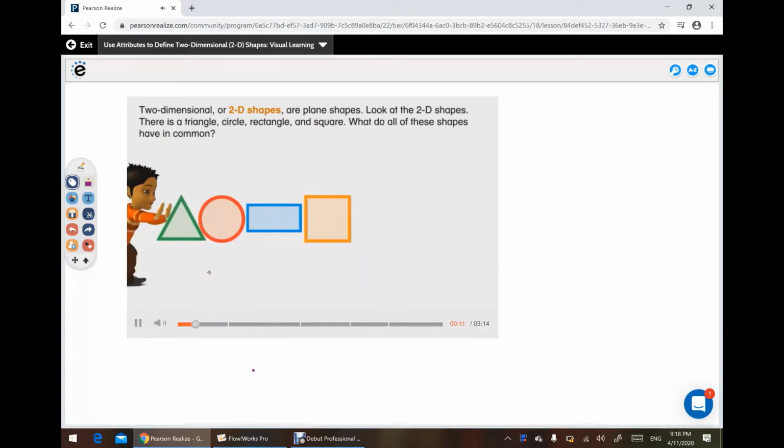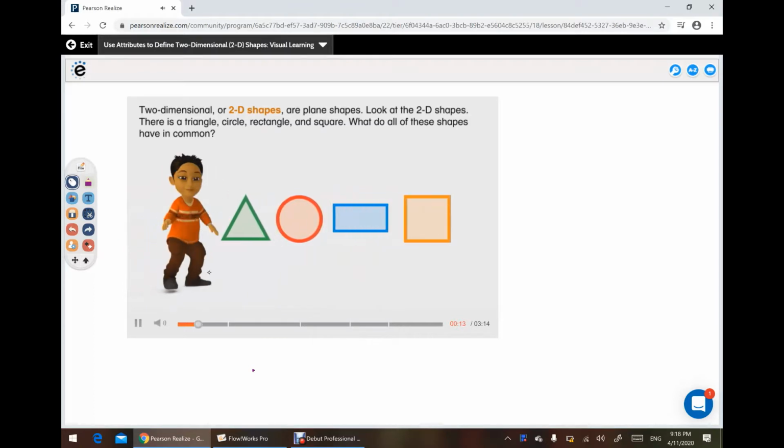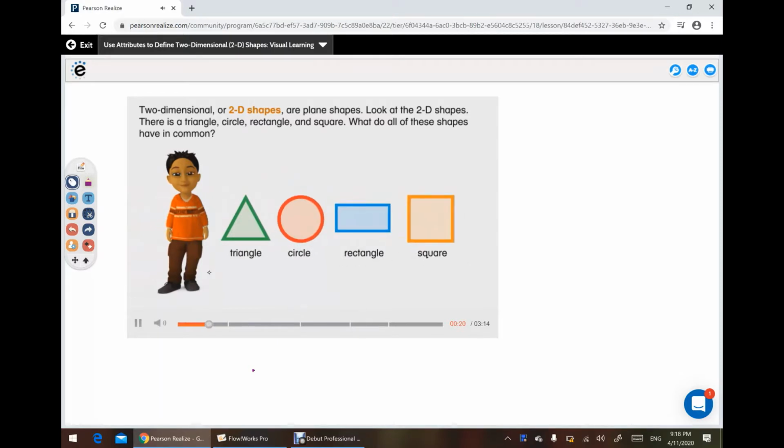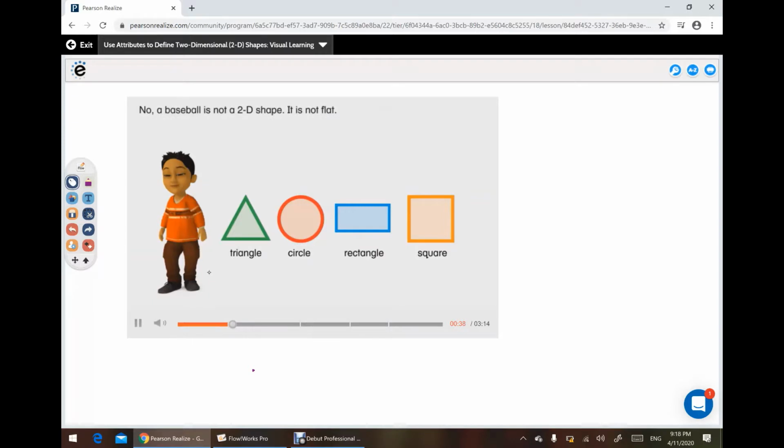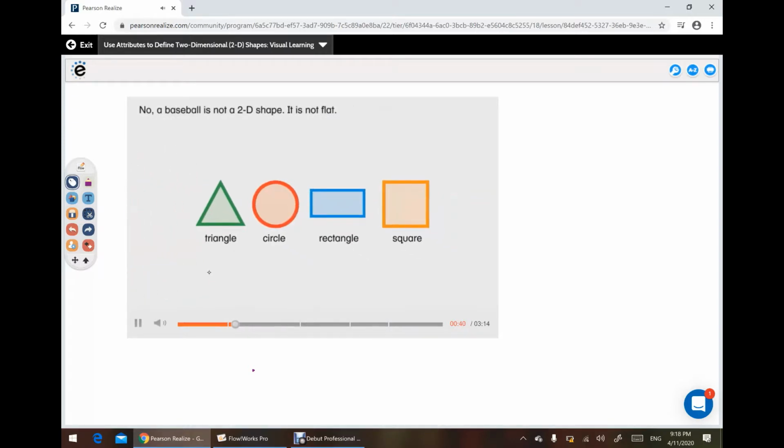Two-dimensional or 2D shapes are plane shapes. Look at the 2D shapes. There is a triangle, circle, rectangle, and square. What do all of these shapes have in common? One thing they have in common is that they are all flat. Is a baseball a 2D shape? Why or why not? No, a baseball is not a 2D shape. It is not flat.